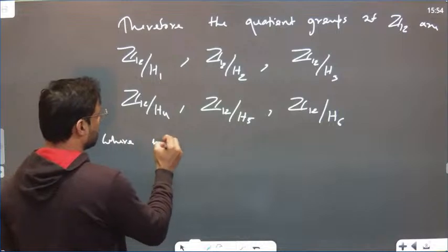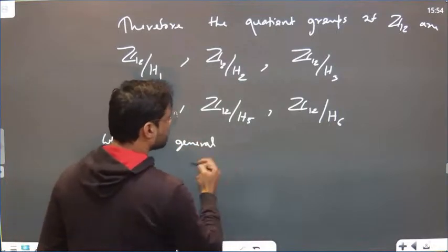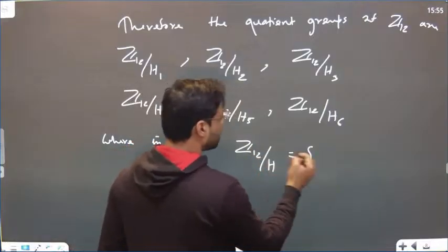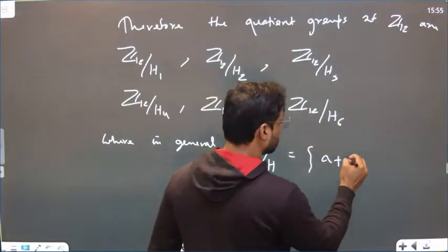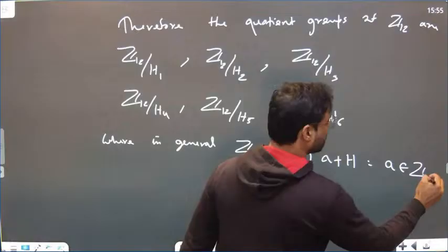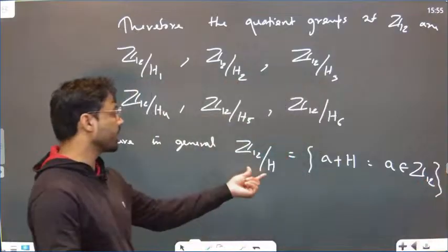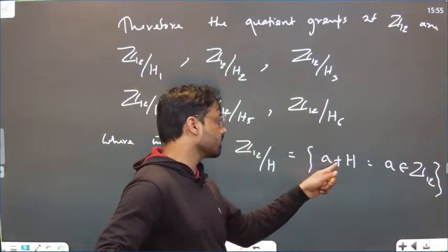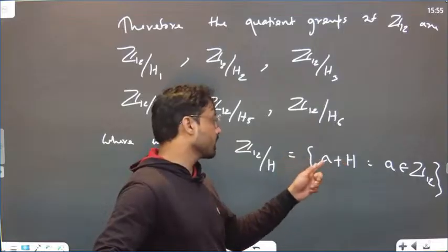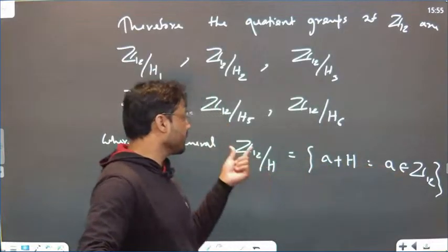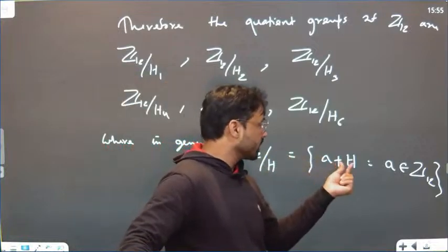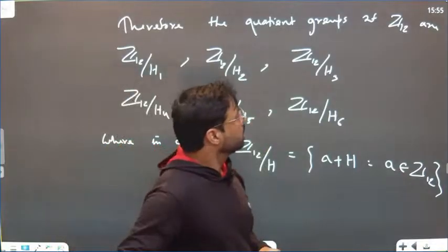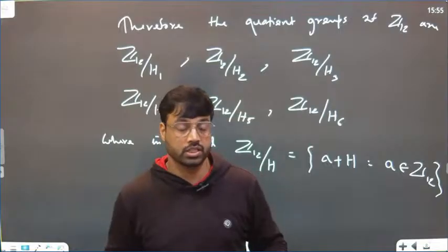where in general Z12 by H equals what? The elements a plus H such that a belongs to Z12. In general, that means G upon H, and I already told you that if the group is an additive group, then use a plus H. If it is a multiplicative group, then use a dot H, where a belongs to G. So simply G by H equals a operation H such that a belongs to G. So these are the quotient groups of the group G equal to Z12.